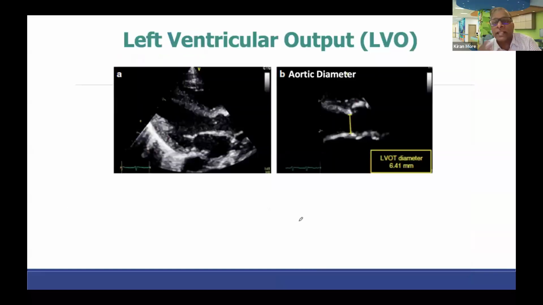Okay. Then the next thing after contractility is how much is the cardiac output? So two things, both LVO and RVO you have to calculate. So left ventricle output, for any calculation of the output, you need two parameters. One is the diameter, and second is the velocity, or how much blood is ejecting out in that vessel. So for the left ventricle output, first is the aortic diameter, which you can find in the parasternal long axis view.